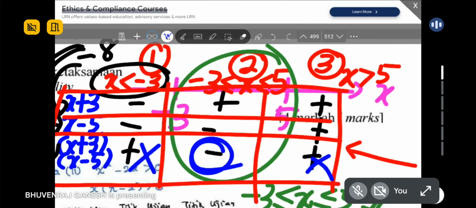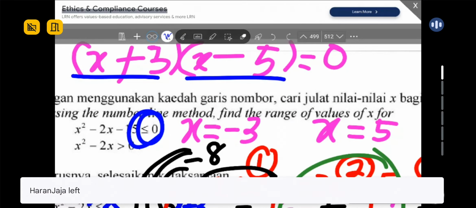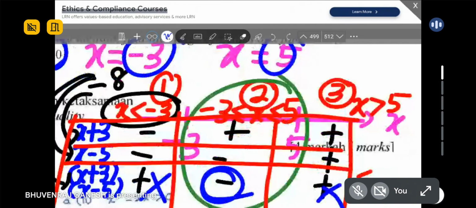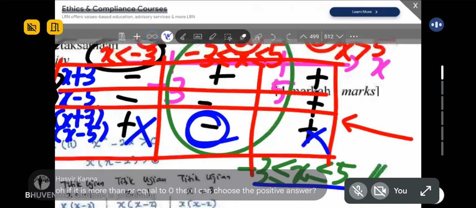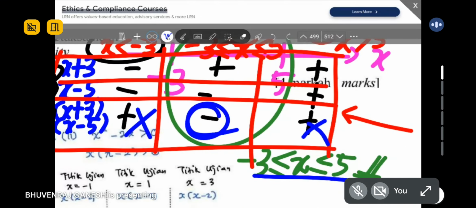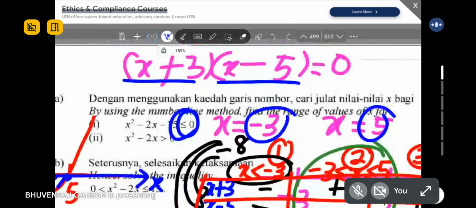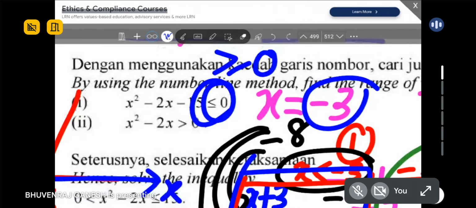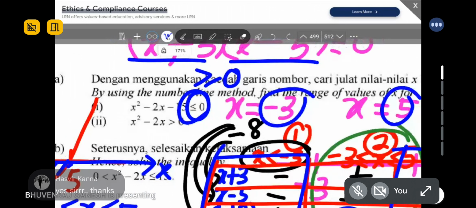Middle one means between negative 3 and 5, because these two are your roots, punca. So in between these two values is where you will get a negative answer. If it's more than or equal to 0, then I can choose this. That's the concept. Correct. If this one changed to more than or equal to 0, then you go for this one and also this one. Are you clear? So you follow the question. Follow the inequality symbol. Okay? All right. Okay, so next one.